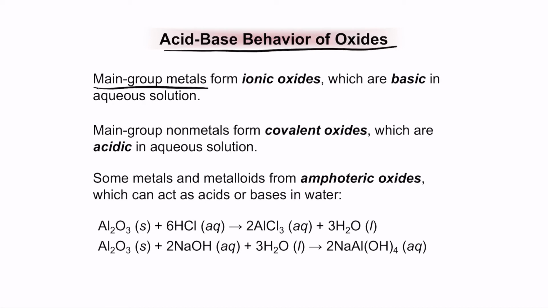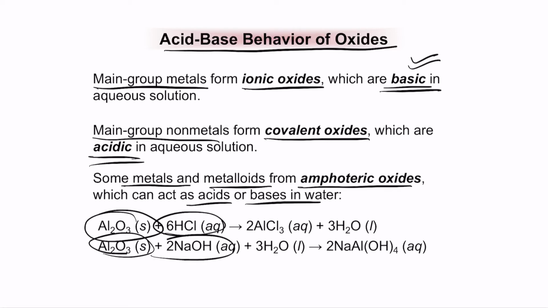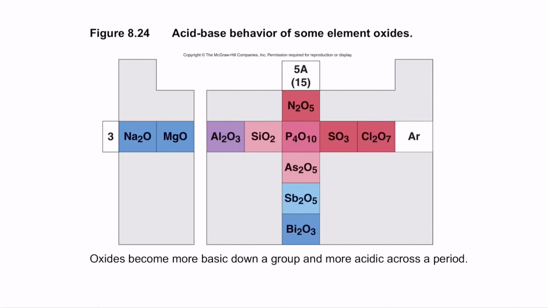Main group metals generally form ionic oxides. These are generally very basic. And main group non-metals generally form covalent oxides, which are generally acidic. Now some metals and metalloids can form amphoteric oxides, which act as both bases and acids. For example, aluminum oxide is an amphoteric oxide, where it can react with an acid as well as with a base.